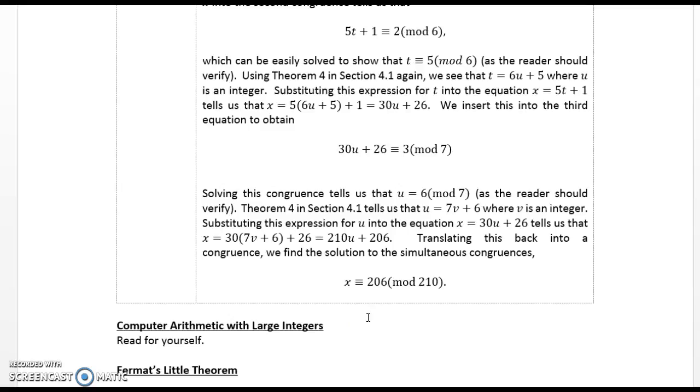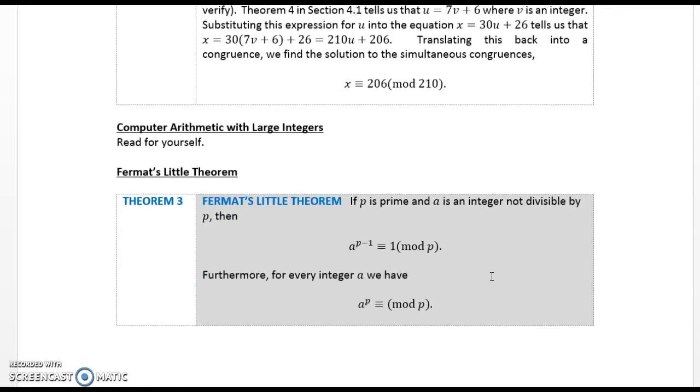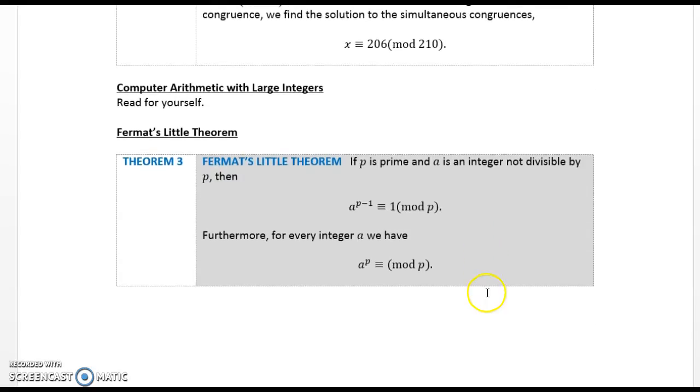Theorem 4 in section 4.1 tells us that u is equal to 7v plus 6, where v is an integer. Substituting the expression for u into the equation x equal 30u plus 26 tells us that x is equal to 30 times the quantity 7v plus 6, plus 26, equal 210v plus 206. Translating this back into a congruence, we find this solution to the simultaneous congruences. X is congruent to 206 mod 210. I'm going to let you read the computer arithmetic with large integers for yourself.